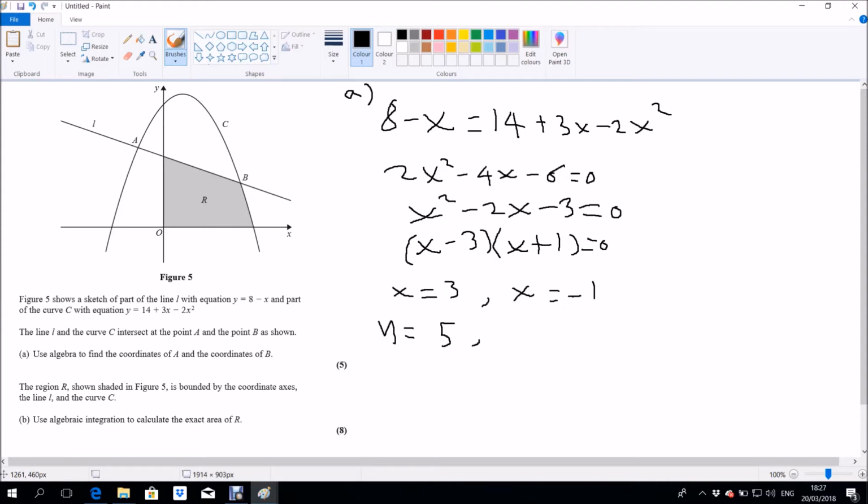When x equals minus 1, what's the y coordinate? It's 8 minus minus 1, so y equals 9. 8 minus minus 1 is the same as 8 plus 1. So then we can say that B has coordinates 3, 5, and A has coordinates minus 1, 9. So that's part A done. We're going to do part B now.